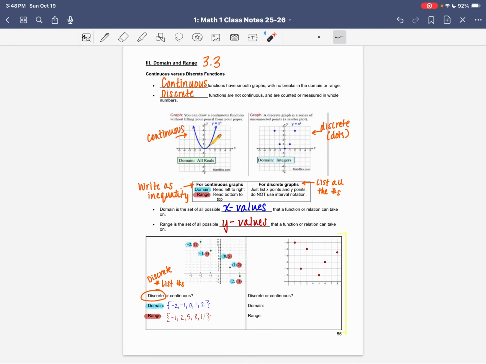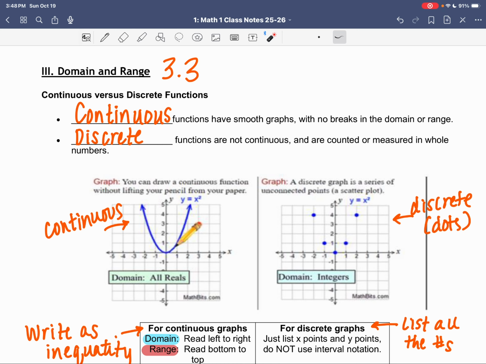All right, today we're going to talk about domain and range. And also we're going to talk about continuous versus discrete functions. So continuous functions have smooth graphs with no breaks. Discrete functions are not continuous and they're counted or measured by whole numbers.